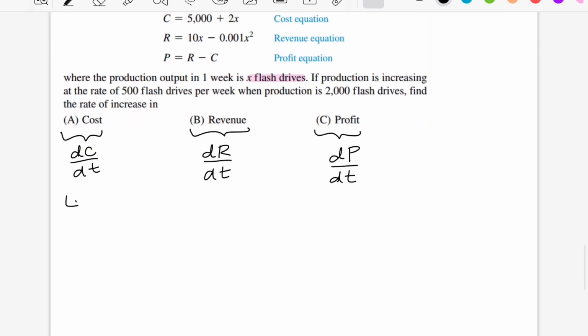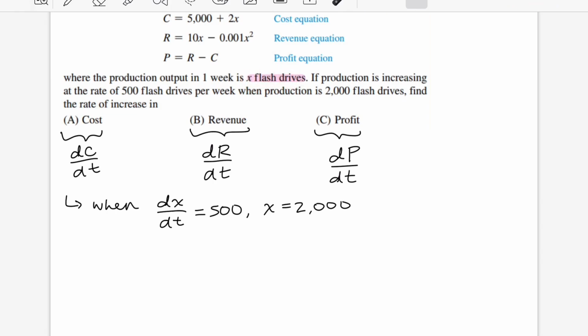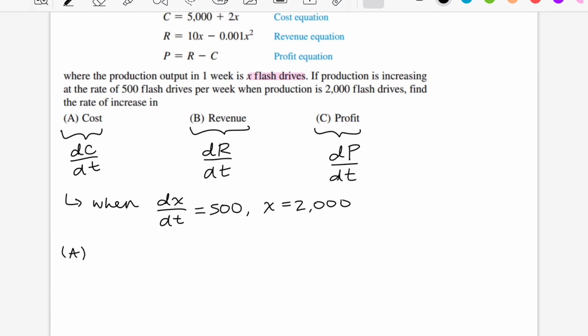And we'll look at all of these guys when production is going to be increasing at a rate of 500 flash drives. So the rate of change of production over time is 500. And then the production is 2,000 flash drives. So x is equal to 2,000, because x represents the amount of flash drives. So if it's changing at a rate of 500 flash drives per week, that's dx/dt. And if production is 2,000 flash drives, that means x is going to be 2,000. All right, so we got everything set up. Now let's find our answers.